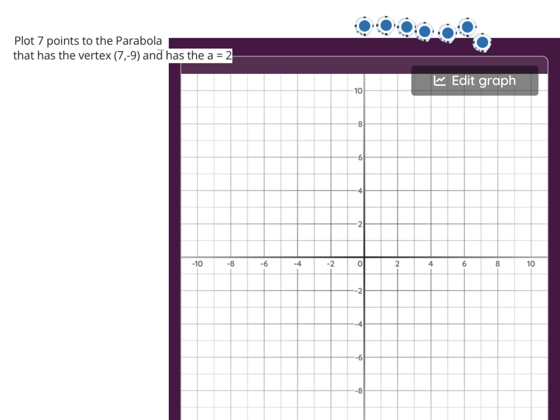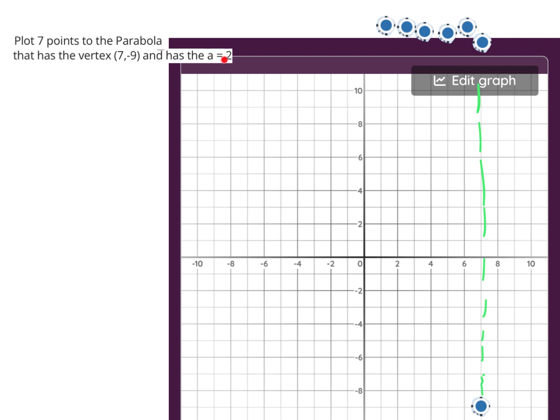So on this one, I actually give you the vertex, right? It says it has the vertex 7, -9. So that's where you start. Go to 7 on the x and -9. It's going to be way down here. That's -9 right there. Okay. And then, of course, if you were drawing it on paper, you would have an axis of symmetry going right through there. But we need more points.